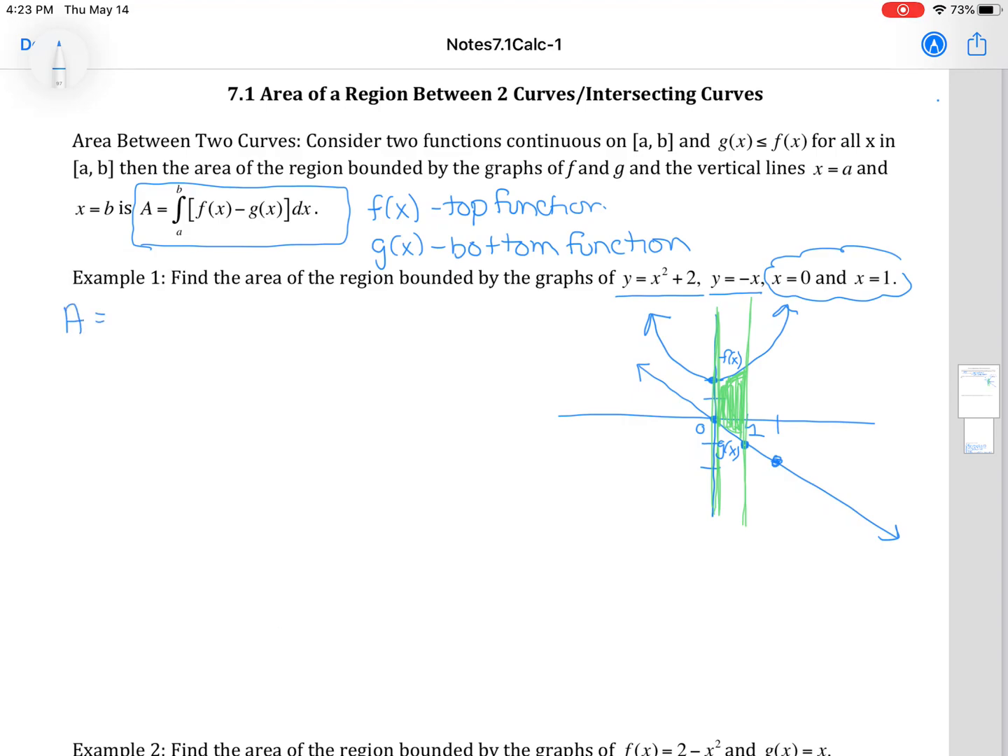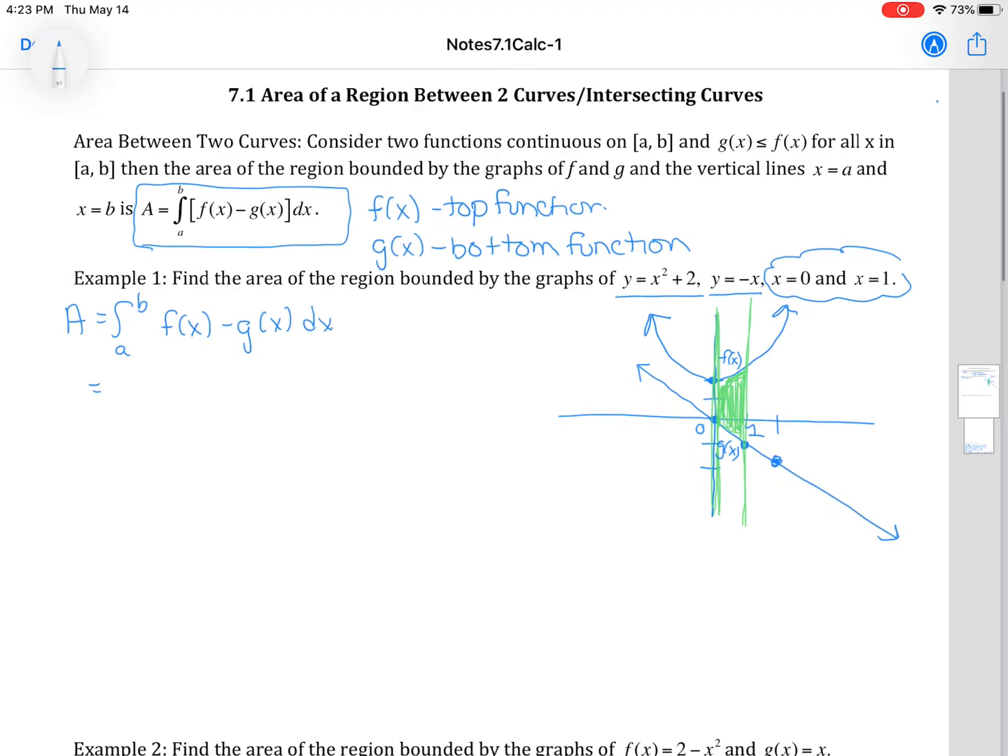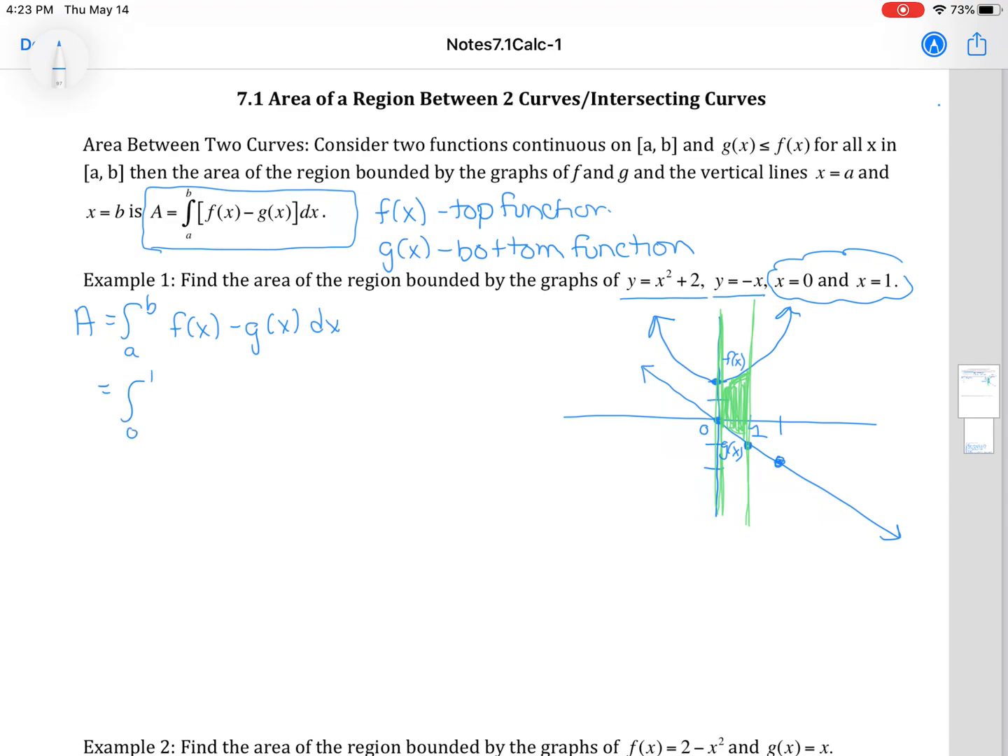So let's write the general one out first. So area equals, we're going from a to b, and we have f of x minus g of x dx. All right, well, a to b, those are our x parameters, so we're going from 0 to 1. F of x, we said, was the parabola. So that's x squared plus 2 minus g of x is the line, minus negative x dx. We want to simplify before we even focus on the integration, so I'm going to distribute that negative and get rid of these parentheses. So x squared plus 2 plus x dx.